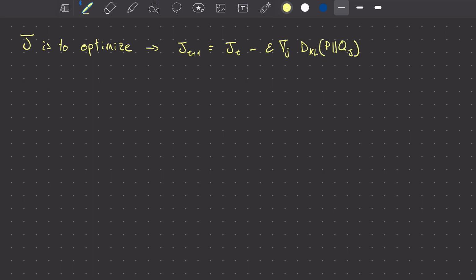This KL divergence is basically just going to measure the distance between the two distributions, where Q_j is our distribution and P is the true distribution. Here, epsilon is just going to be a small positive constant, just a real number. Note: small positive constant.